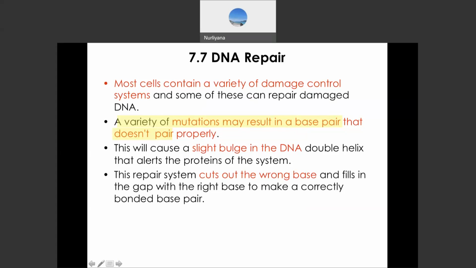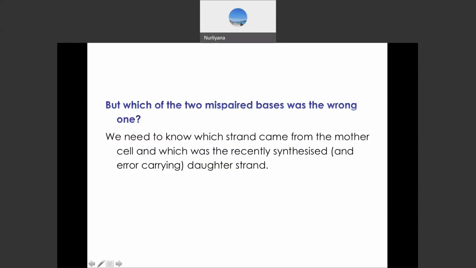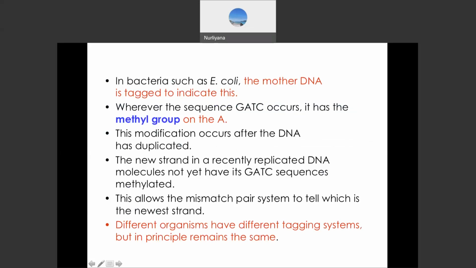So this is something like the revertant earlier. This is another way of repairing your DNA. In this repair, they will identify which part has a bulky DNA sequence, and they will do some mismatch repair by replacing specific bases here. But which of these two mispaired bases was the wrong one? How do we know? We need to know which strand came from the mother cell and which was recently synthesized. So they need to find out which one is the original strand so that they can repair the DNA.